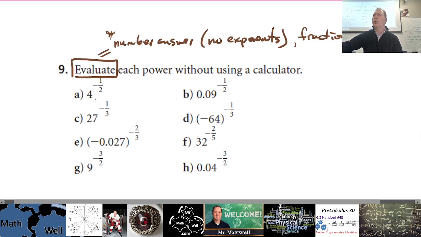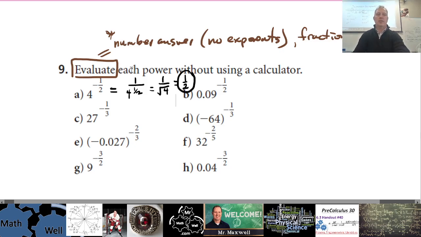Do you guys remember fractional exponents from last section? That is going to equal 1 over 4 to the positive 1/2 exponent, which is, how do we rewrite 4 to the positive 1/2 as an exponent? 1 over, that's going to be the square root of 4, right? Which is 1 over 2. So A is 1 over 2.